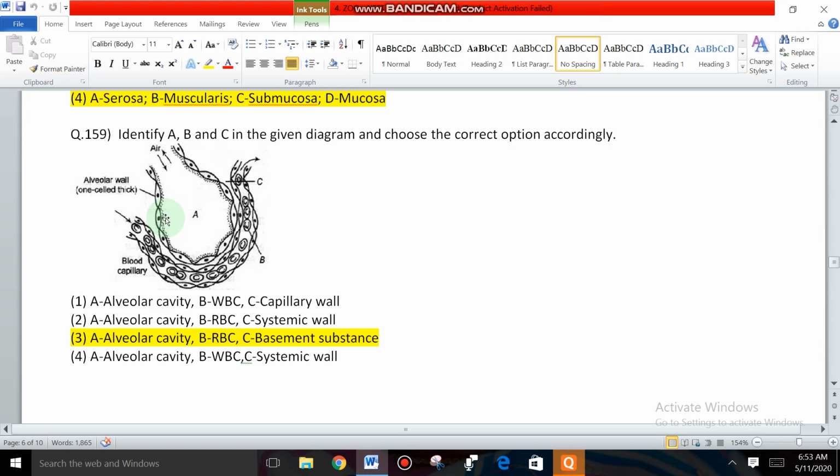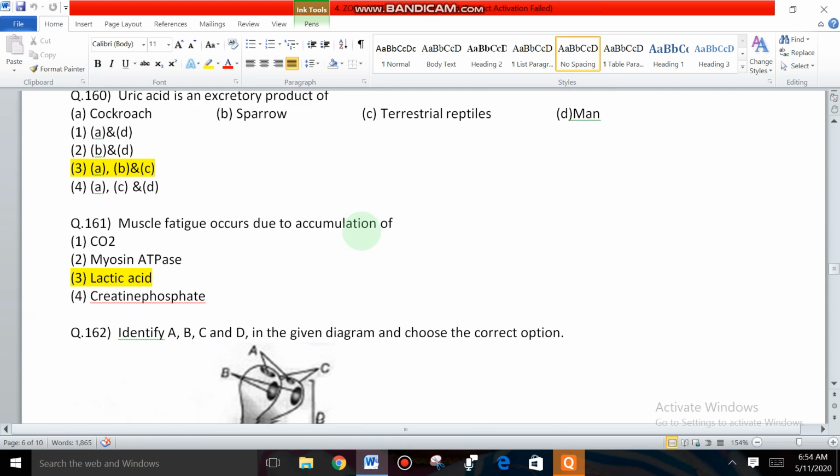Next question. So identification of a diagram with labeling. These are alveolar sacs, and A is alveolar cavity, and B is RBC. These are blood vessels, and the alveolar sacs are supplied by blood capillaries, and B is RBC, present in the blood capillaries. And between the alveoli and blood capillaries, what is present? They are separated by basement substance, basement membrane, right? So option 3 is the answer.